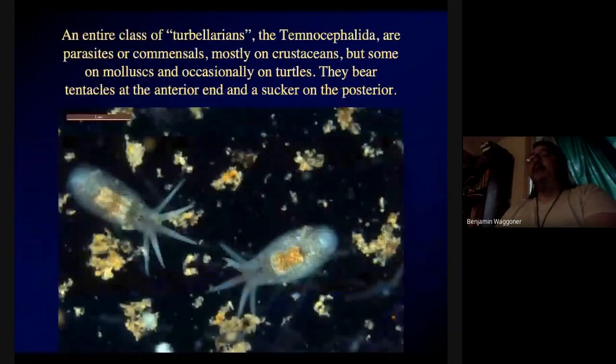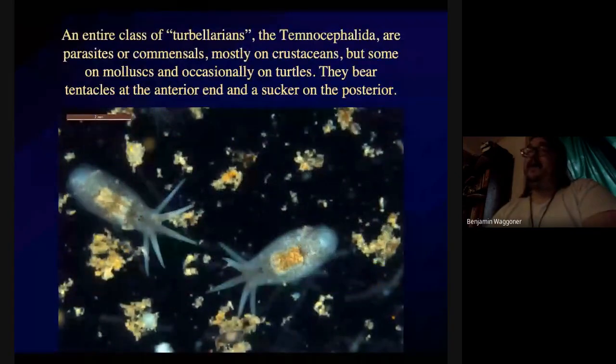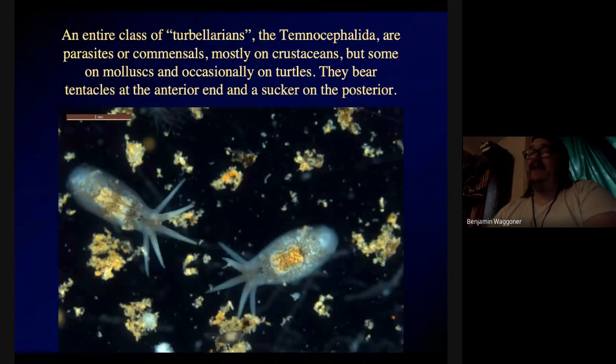There's a whole class of turbellarians that are either parasitic or commensal, mostly on crustaceans. They're called temnocephalids, and they've got kind of lumpy bodies and tentacles on the anterior end. I will include a link to it. There's actually some YouTube video of temnocephalids crawling around. They look kind of cute.